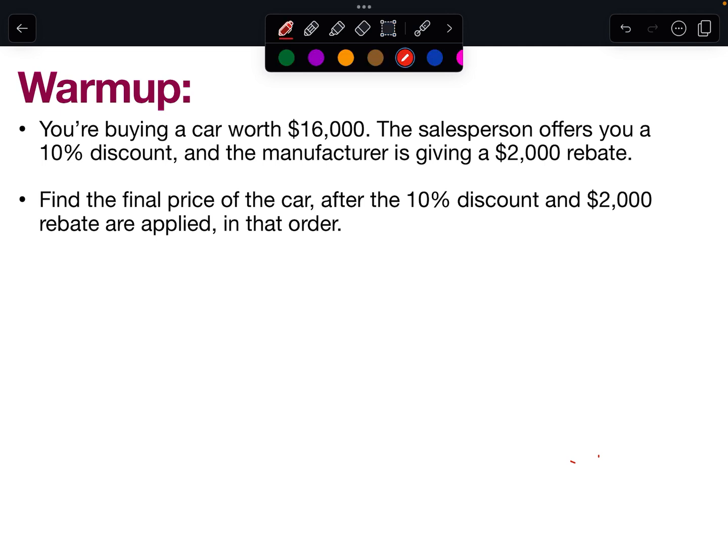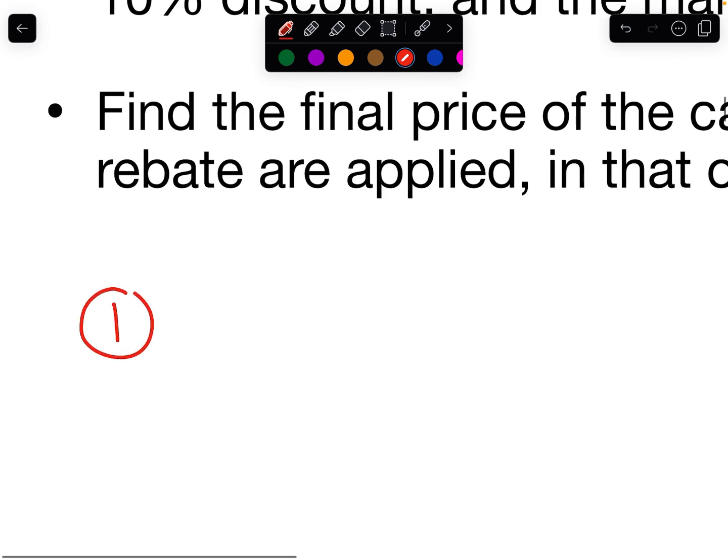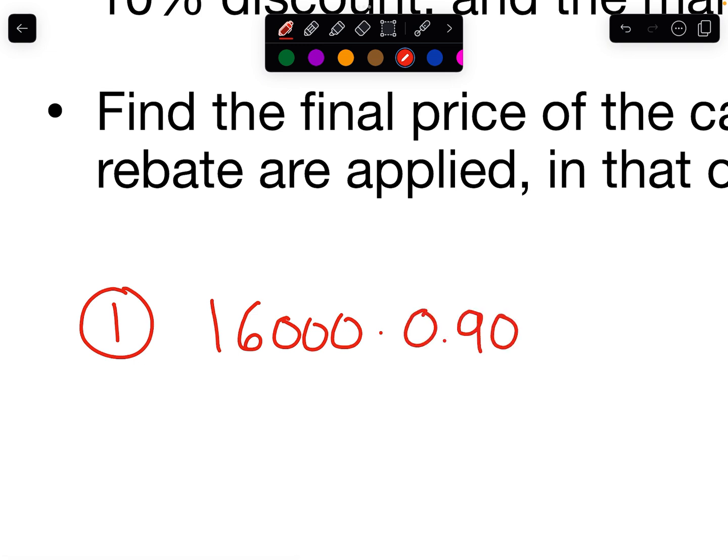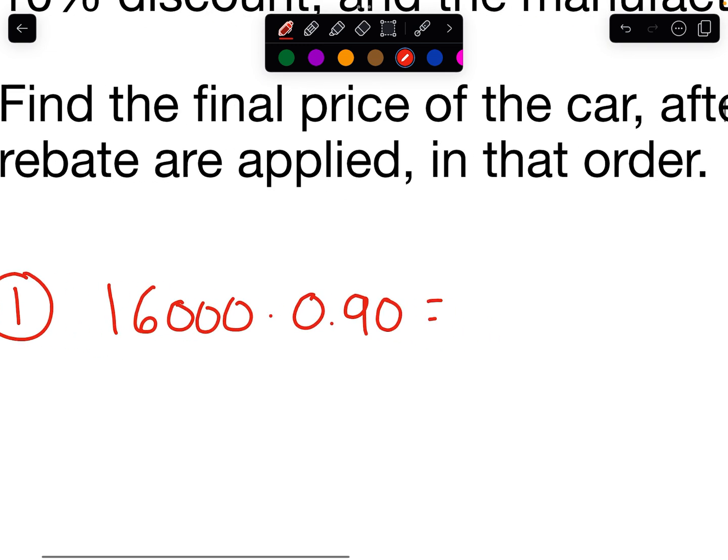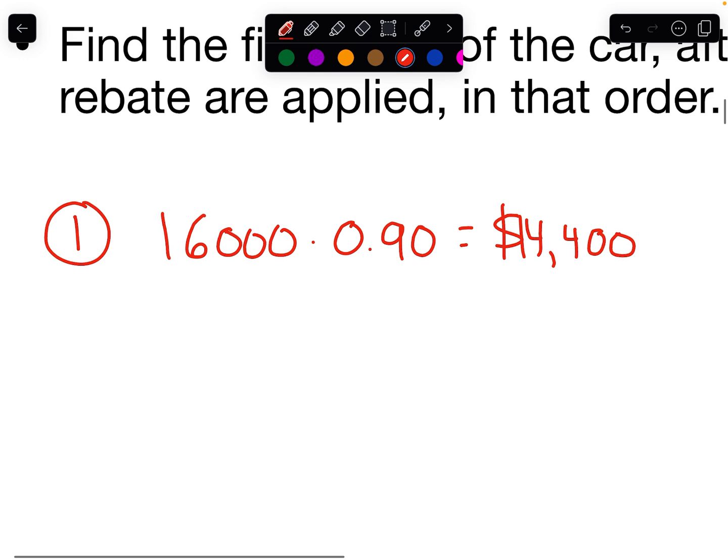okay? So if we're going to apply a 10% discount to $16,000, which is what we're doing first here, one way to apply a 10% discount is to figure out what 90% of $16,000 would be. We can do that quickly by multiplying by the decimal equivalent of 90%, which is 0.9. And when we do that multiplication, here's what we come up with. So when that 10% discount is applied, the cost of this car has now dropped to $14,400, all right?